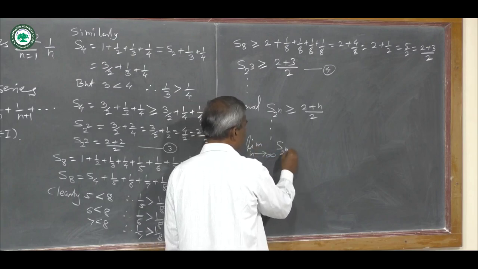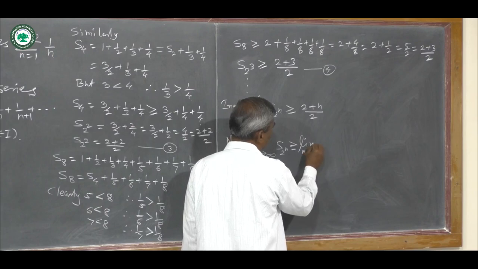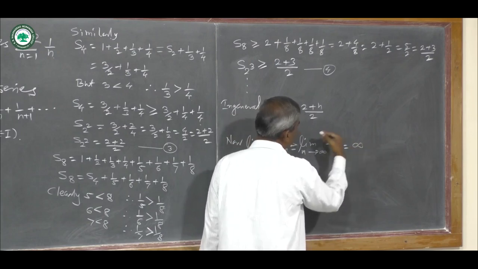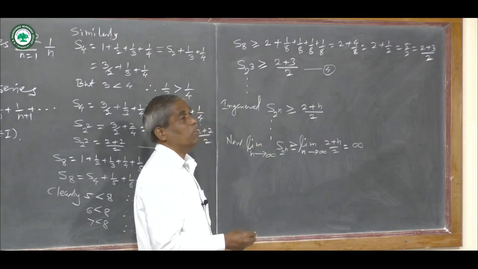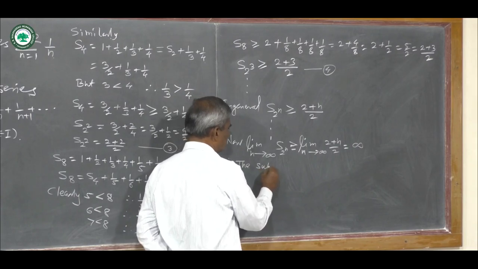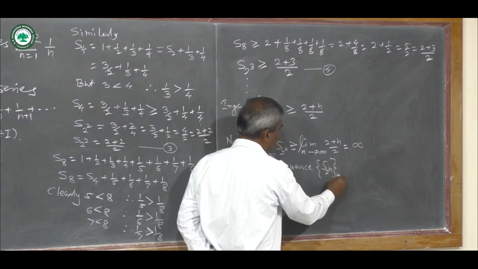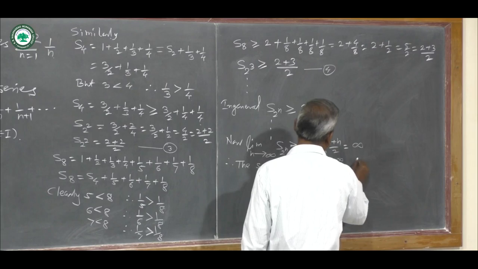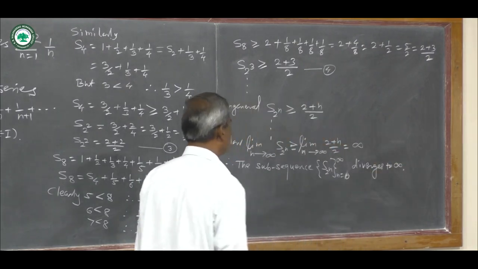Now limit n tends to infinity of S suffix 2 raised to n is greater than or equal to limit n tends to infinity of 2 plus n by 2, which is equal to infinity. Therefore, the subsequence S suffix 2 raised to n, n equal to 0 to infinity, diverges to infinity.